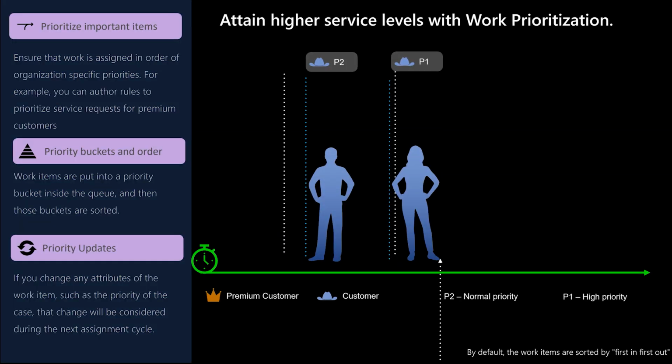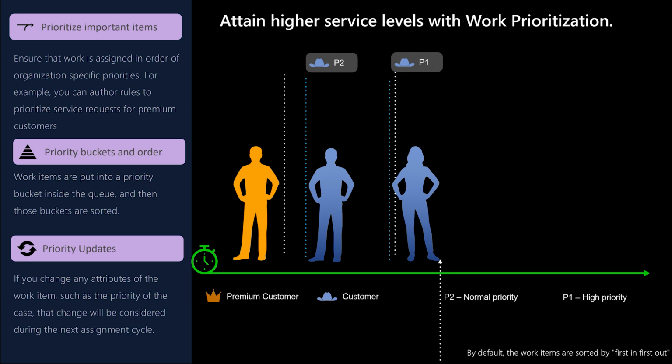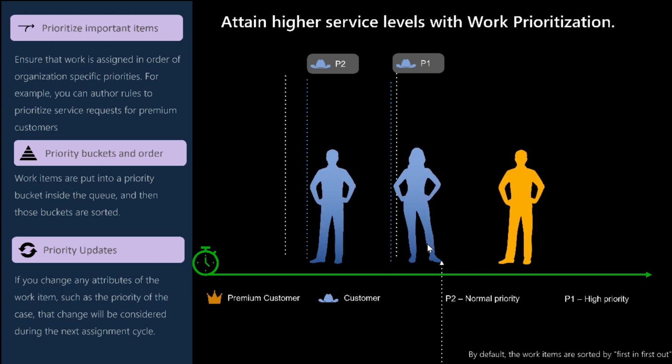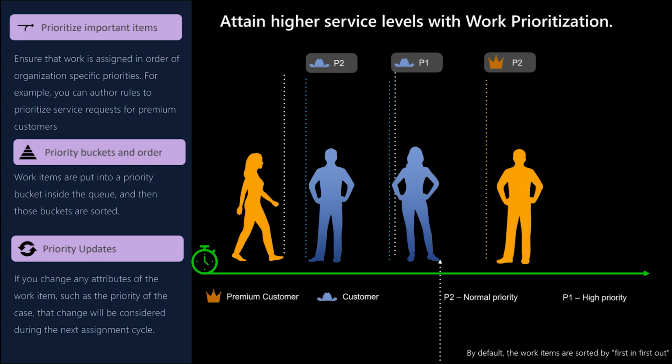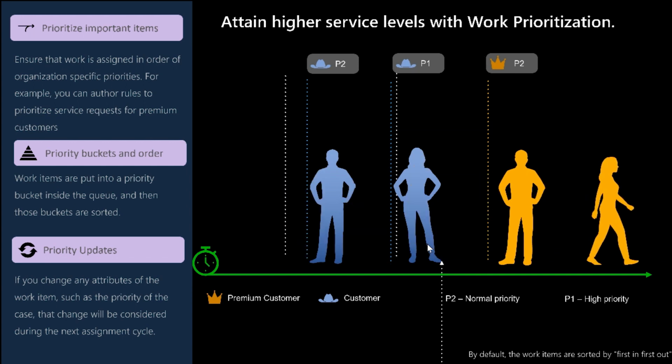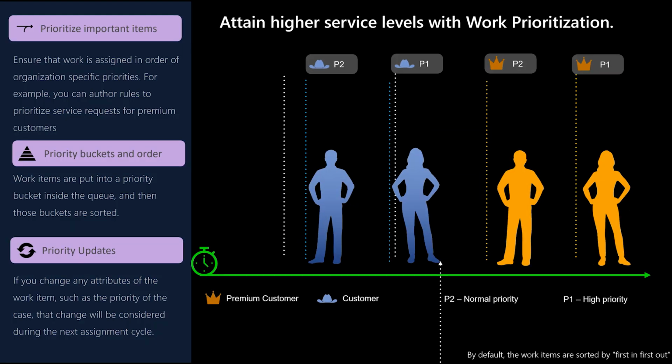Later, a P2 case from a premium customer arrives. Even though it is a P2, it is from a premium customer. So, it will be moved ahead of all the cases from normal customers. Finally, a P1 case from a premium customer arrives. Even after coming in last, it will be moved to the top of the queue. Now, when an agent becomes available, she will be given work in that order, irrespective of the order of the arrival.